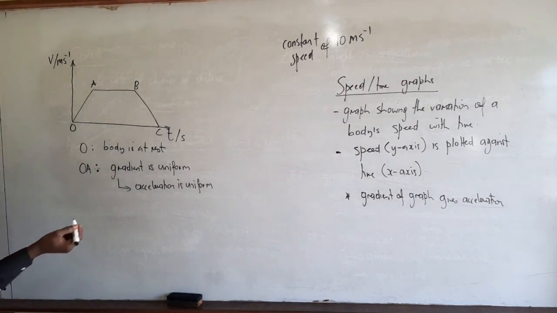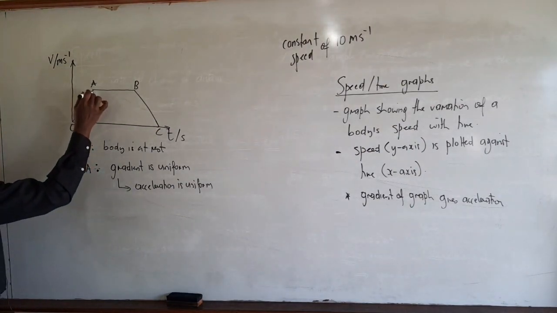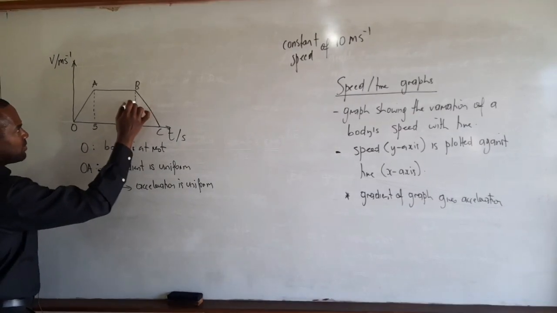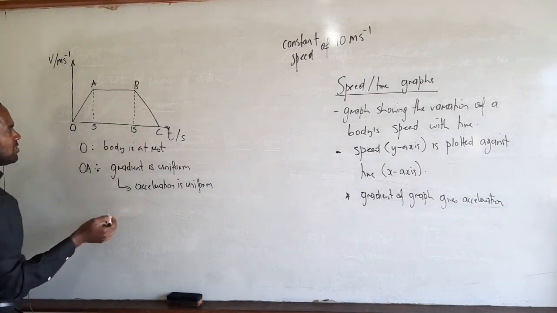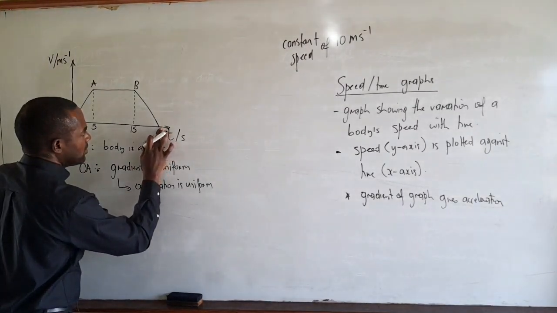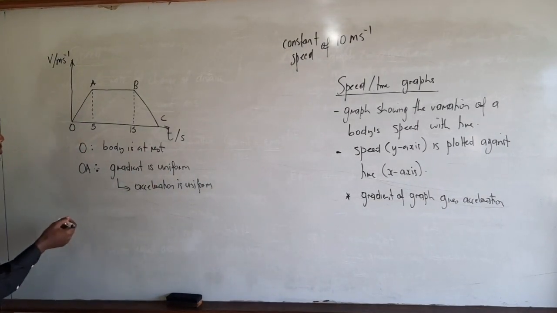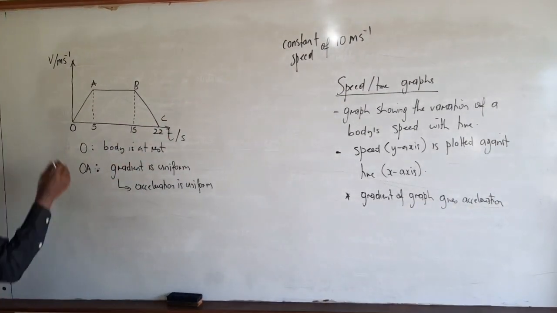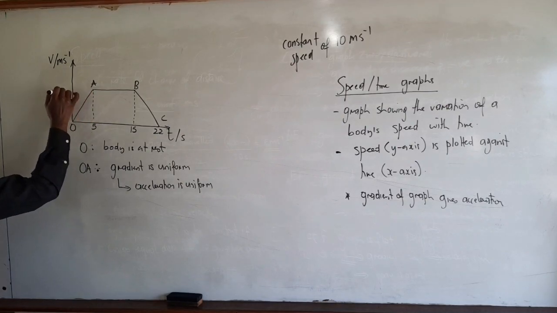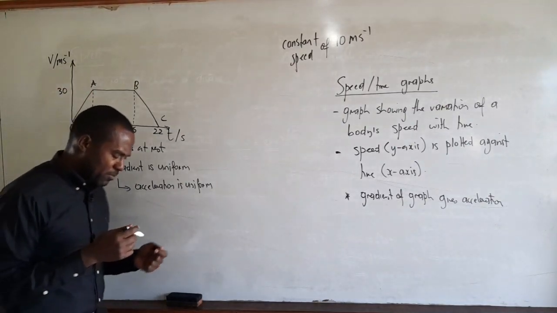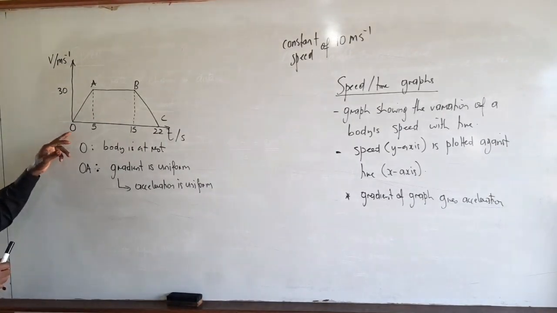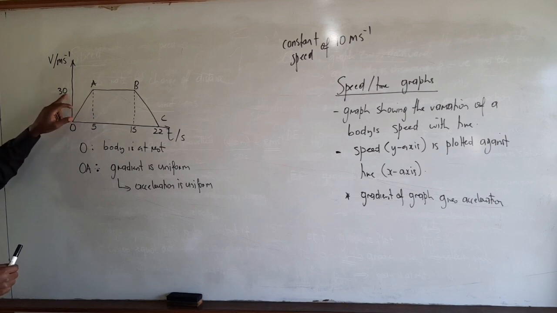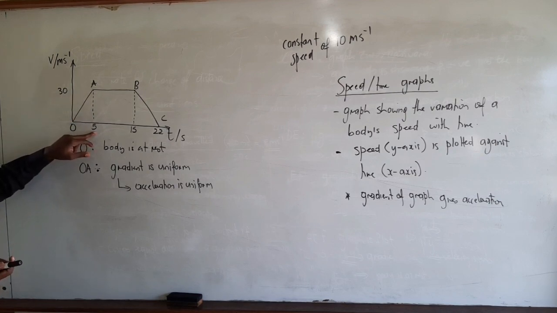Now let's put some values on this graph. Let this be 5 seconds, and let this period here be 15, and for this value, let's make it 22. And let's say 30 meters per second. So just to put some numbers, this body accelerates uniformly from rest at O to a velocity of 30 meters per second at A in a time of 5 seconds.